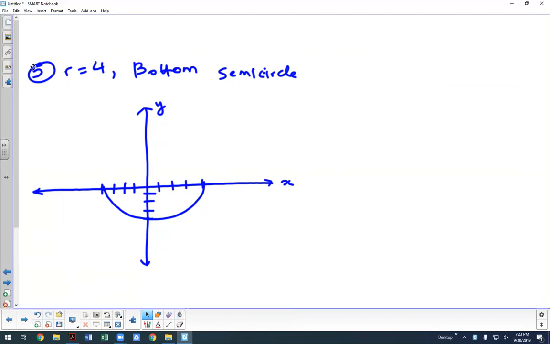Domain is negative infinity to positive infinity? No, because it's not growing. There's no arrows to show you that it's growing in both directions. Amy? The domain is negative 4 to 4 with brackets, and then range is 0 to negative 4 with brackets. Okay. Almost on the range. Did you have your hand up? Yeah. It's negative 4 to 0. Yeah, just remember it's interval notation, so we always write the smaller number first, the larger number second.